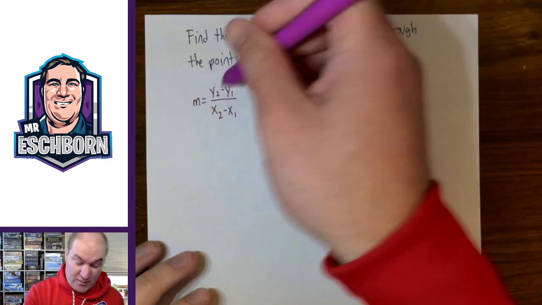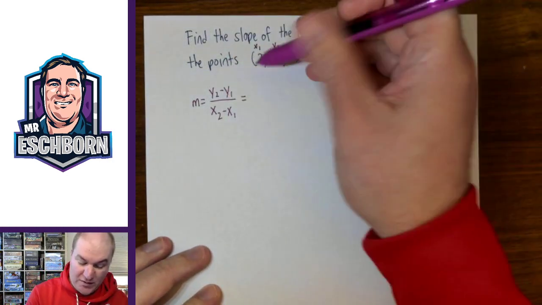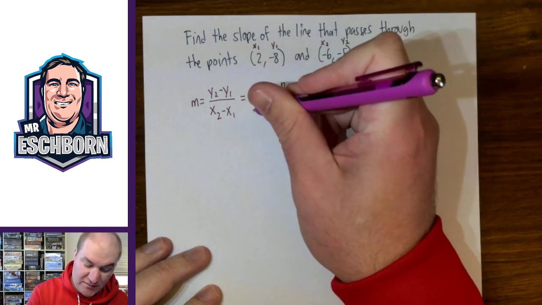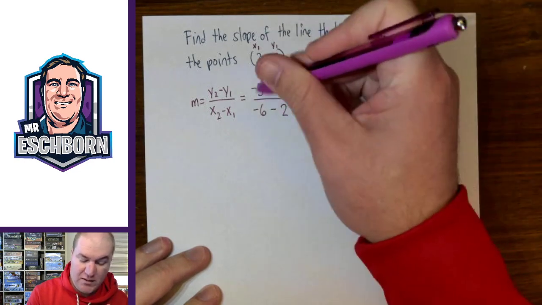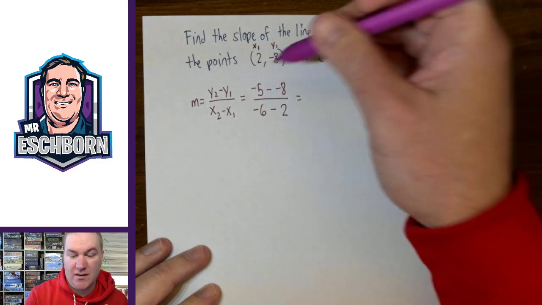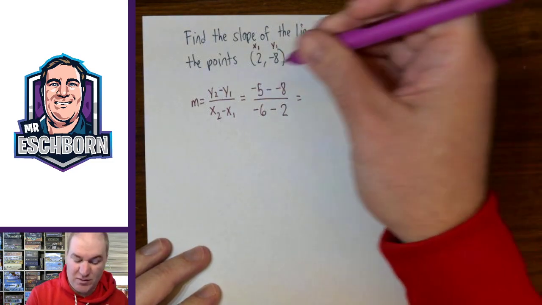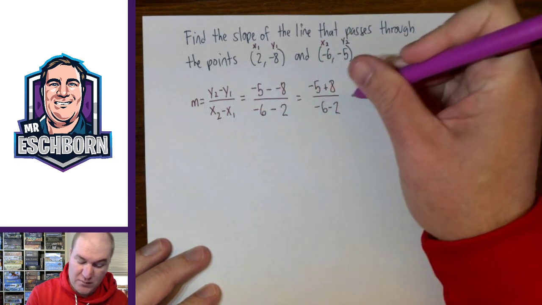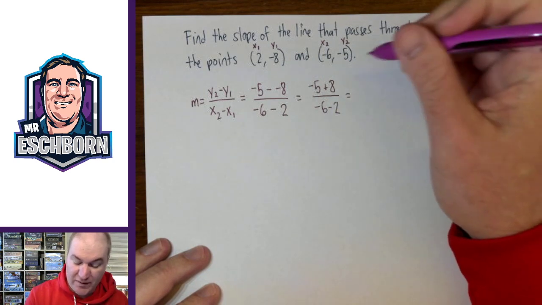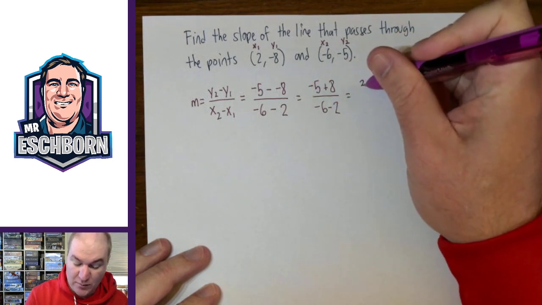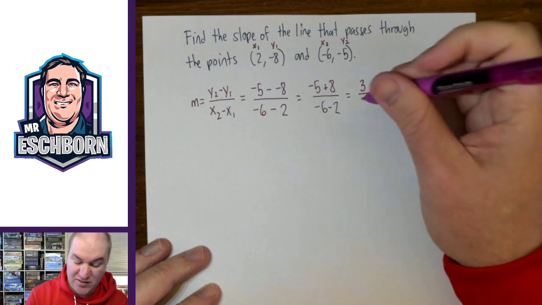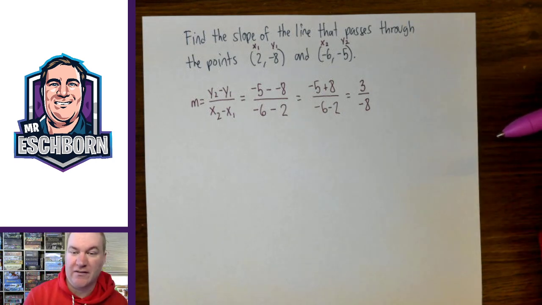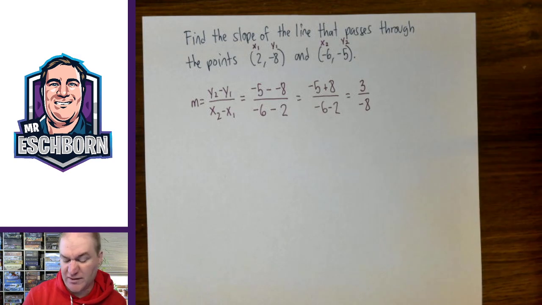So then all I do is just take the numbers and put them in the formula in the right spot. y2 is -5 minus y1, which is -8. x2 is -6 minus 2. A lot of negatives here, so be really careful with your signs. -5 minus -8 is really the same as -5 plus 8. And -6 minus 2, we don't need to simplify that one at all. So -5 plus 8 is 3, and -6 minus 2 would be -8. So this can't be reduced at all, 3 over -8, but it can be written a little differently.